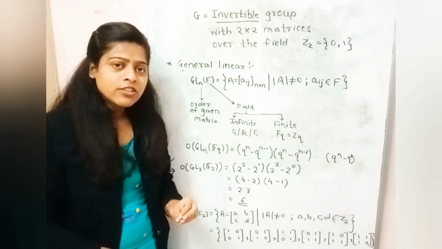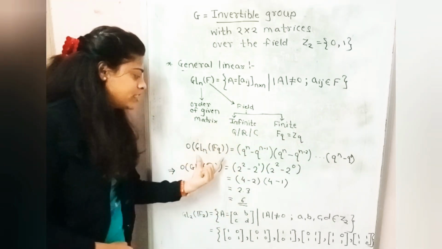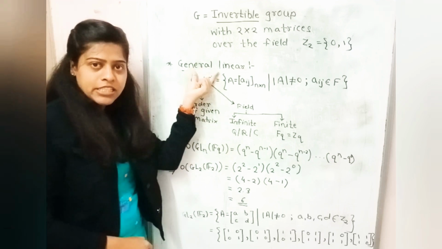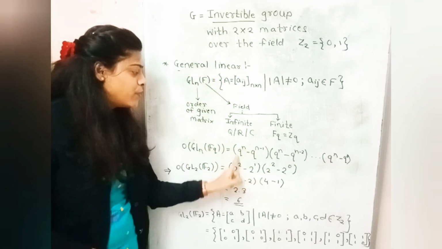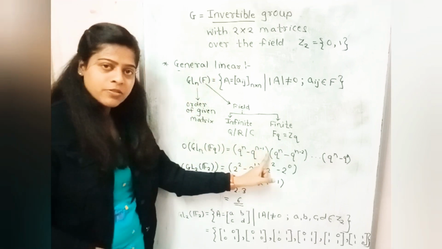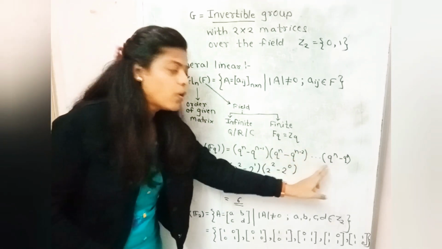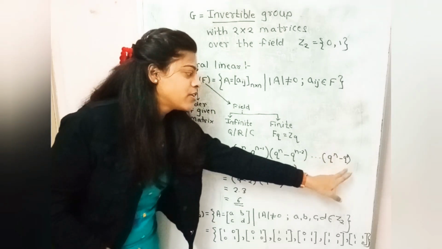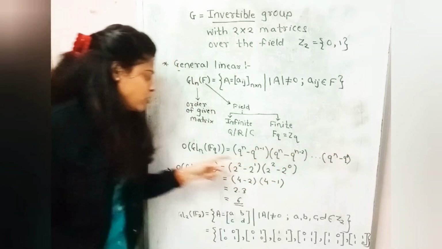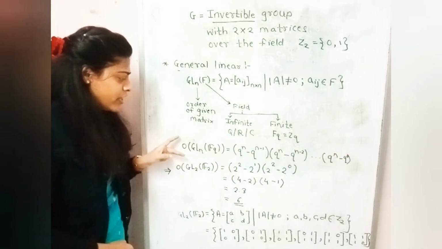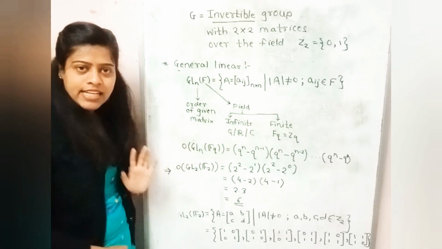Now, to find the solution, that is to find the order of GL_n(F_q), the order of the general linear group, we have a formula: (q^n minus q^0) times (q^n minus q^1) times (q^n minus q^2), and so on up to (q^n minus q^(n-1)). By using this formula, we can solve this question very easily.